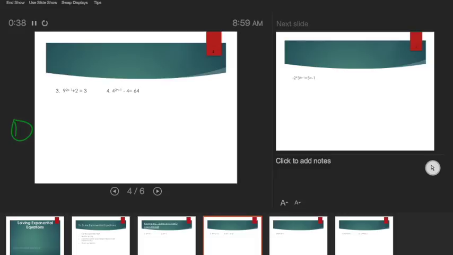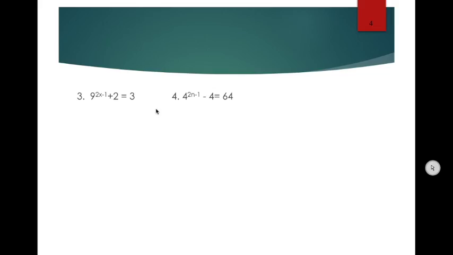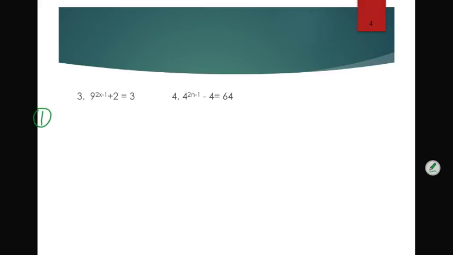So for my first step, I will want to get that exponent by itself, so I'm going to subtract 2 from both sides. And then we'll have 9 to the 2x minus 1 equals 1.